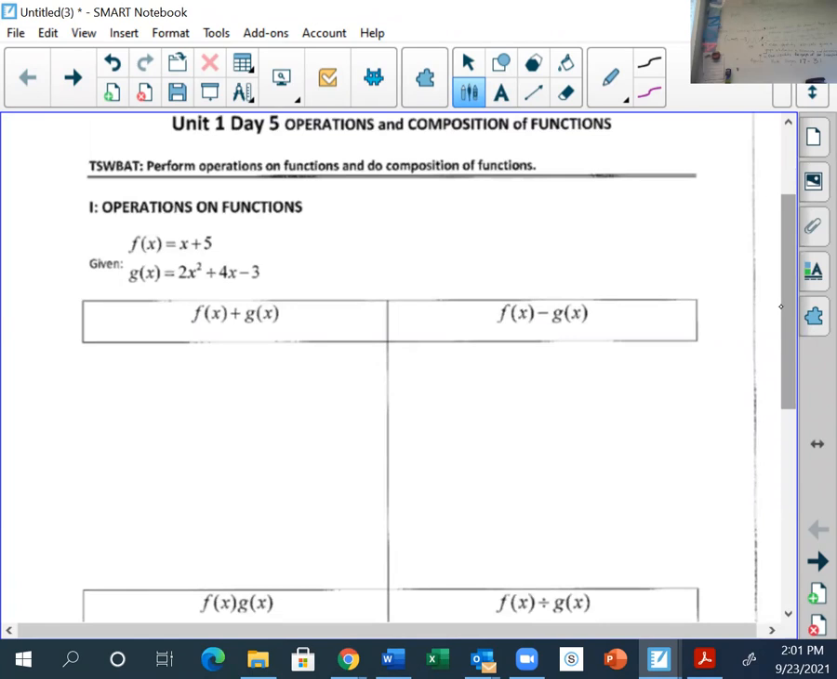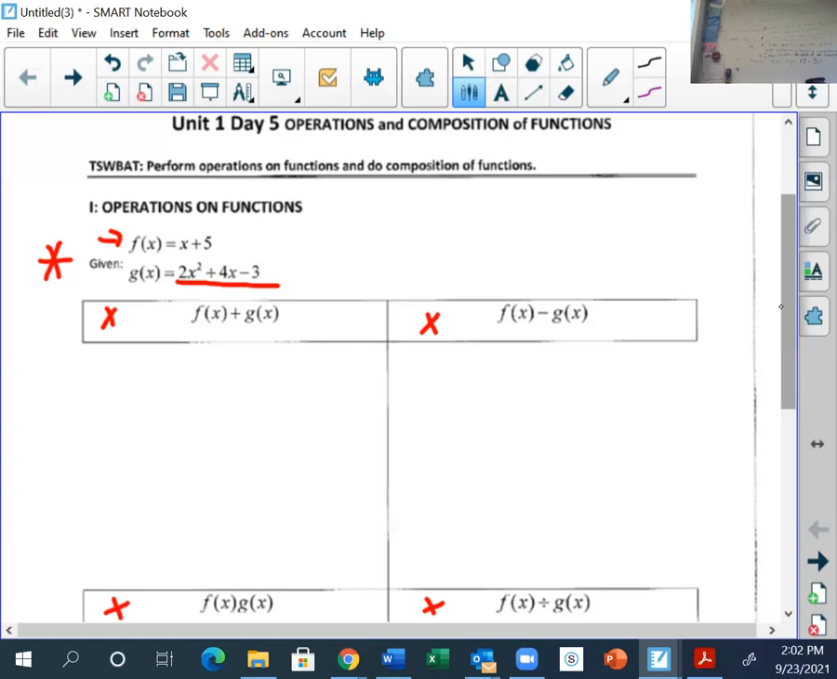So Unit 1, Day 5: operation and composition of functions. You guys are going to be performing operations on functions and doing composition of functions. We have done this at the beginning of this year, but just to review, I'll do one of each. Given f of x is x plus 5, and g of x is 2x squared plus 4x minus 3. The first one is adding, the second is subtracting, the third is multiplying, and the fourth is dividing, right? This is a simple matter when we are doing the operation.